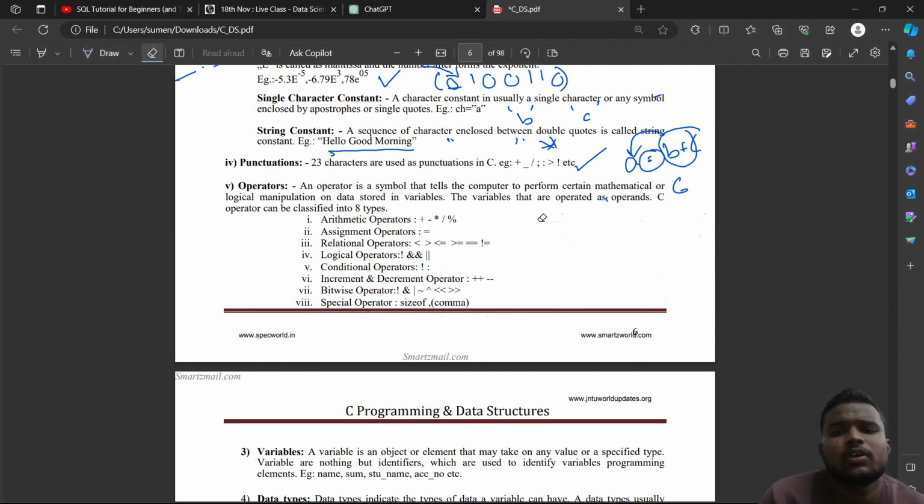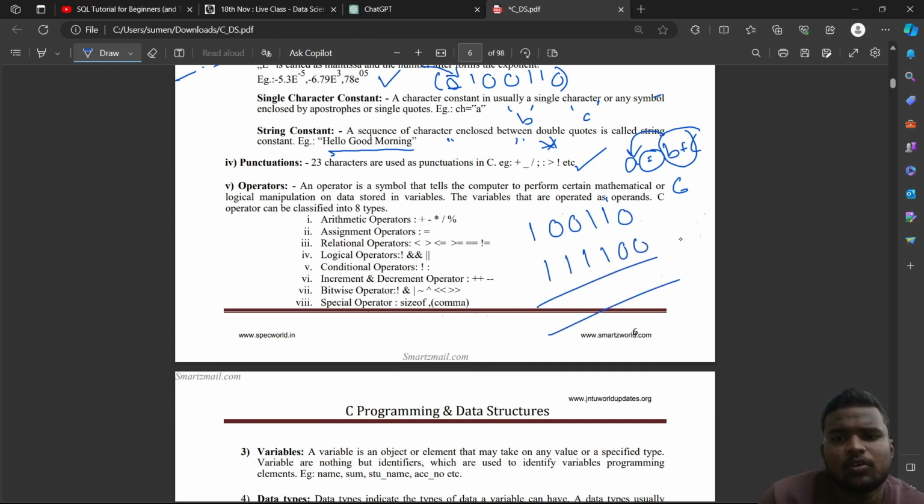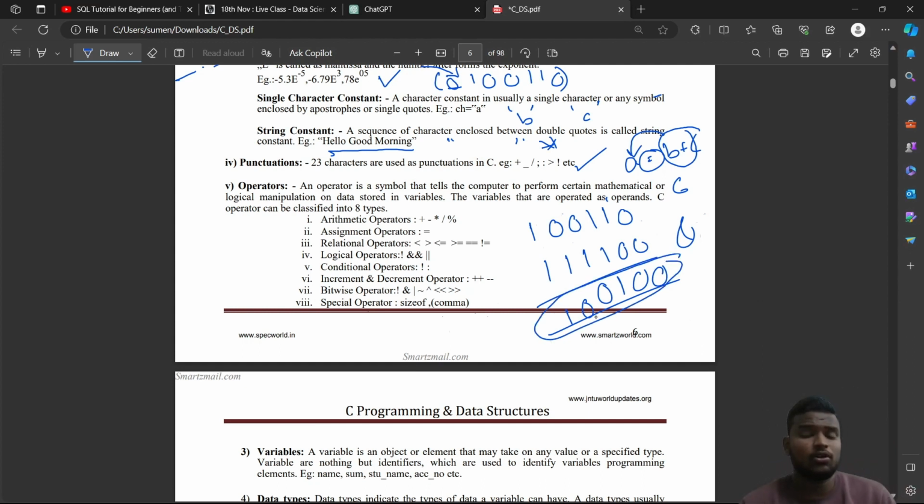So for bitwise operators, let's take an example: 1, 0, 0, 1, 1, 0 and 1, 1, 1, 1, 0, 0. Now let's do bitwise AND. 0 and 0 is 0, 1 and 0 is 0, 1 and 1 is 1, and so on. So the result will be like this. The bitwise operator operates on the bits, not on the decimal numbers.